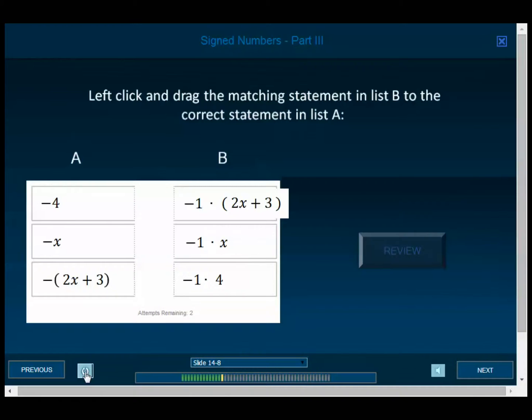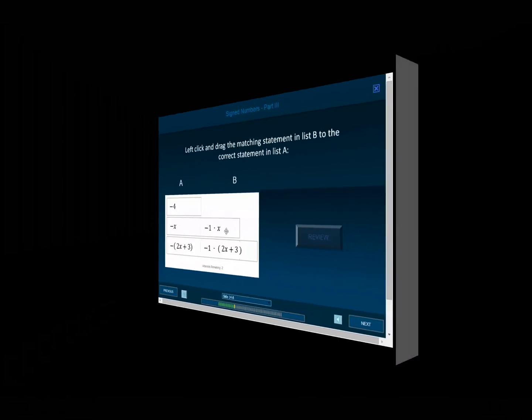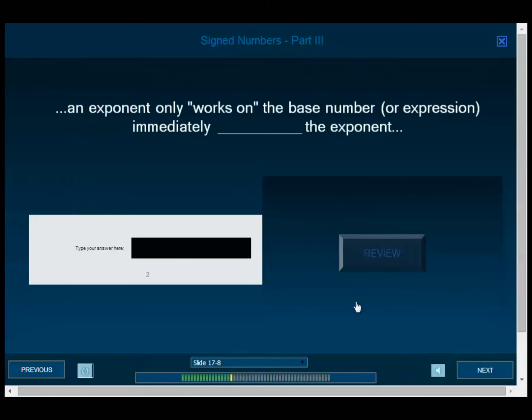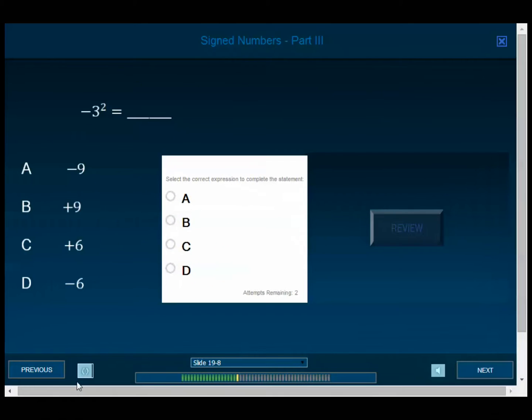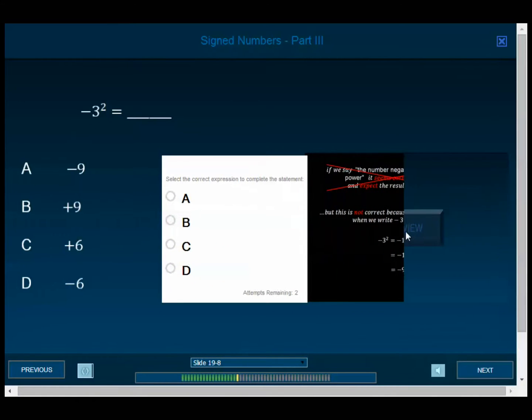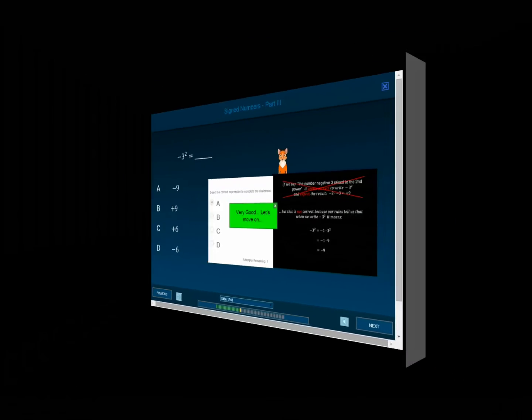Left-click and drag the matching statement in List B over to the correct statement in List A. An exponent only works on the base number or expression immediately before the exponent. A -3 squared, or a -3 to the second power, as written here, equals what? Correct. A -3 squared, as written here, is equal to -9.